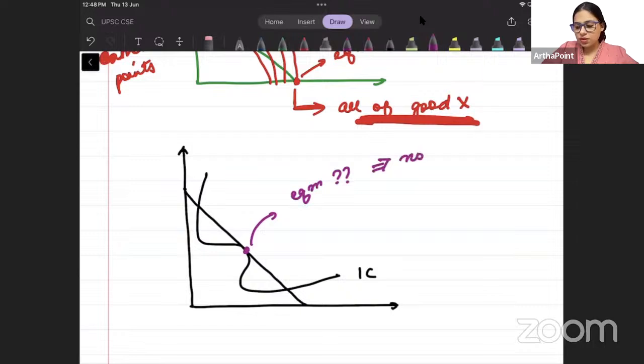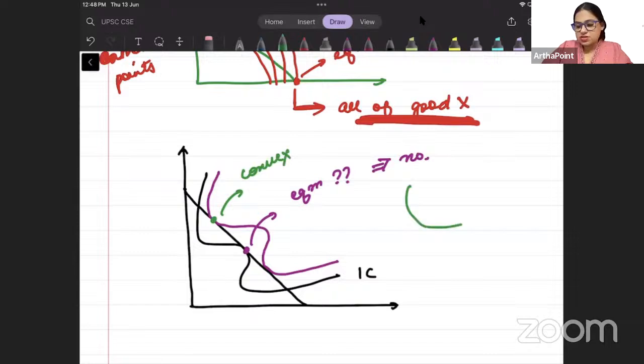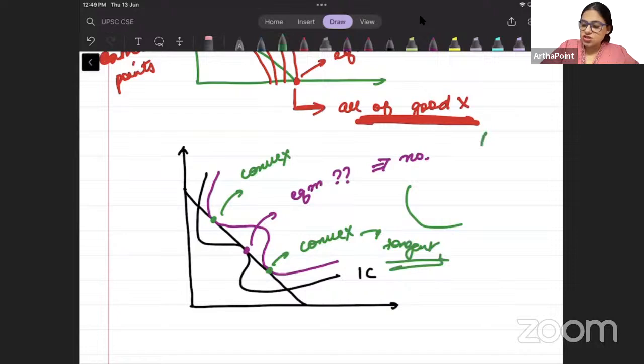Answer is no. Why? Because I can go to a higher indifference curve. A similar indifference curve can be drawn from here. And when I go to a higher indifference curve, you can see that at this point I am also convex. My shape is like this. I am convex. Here also I am convex. So this is the highest indifference curve I am reaching. And here I am also tangent. I am just touching the budget line at one point. I am tangent, right? The slopes are equal, right?